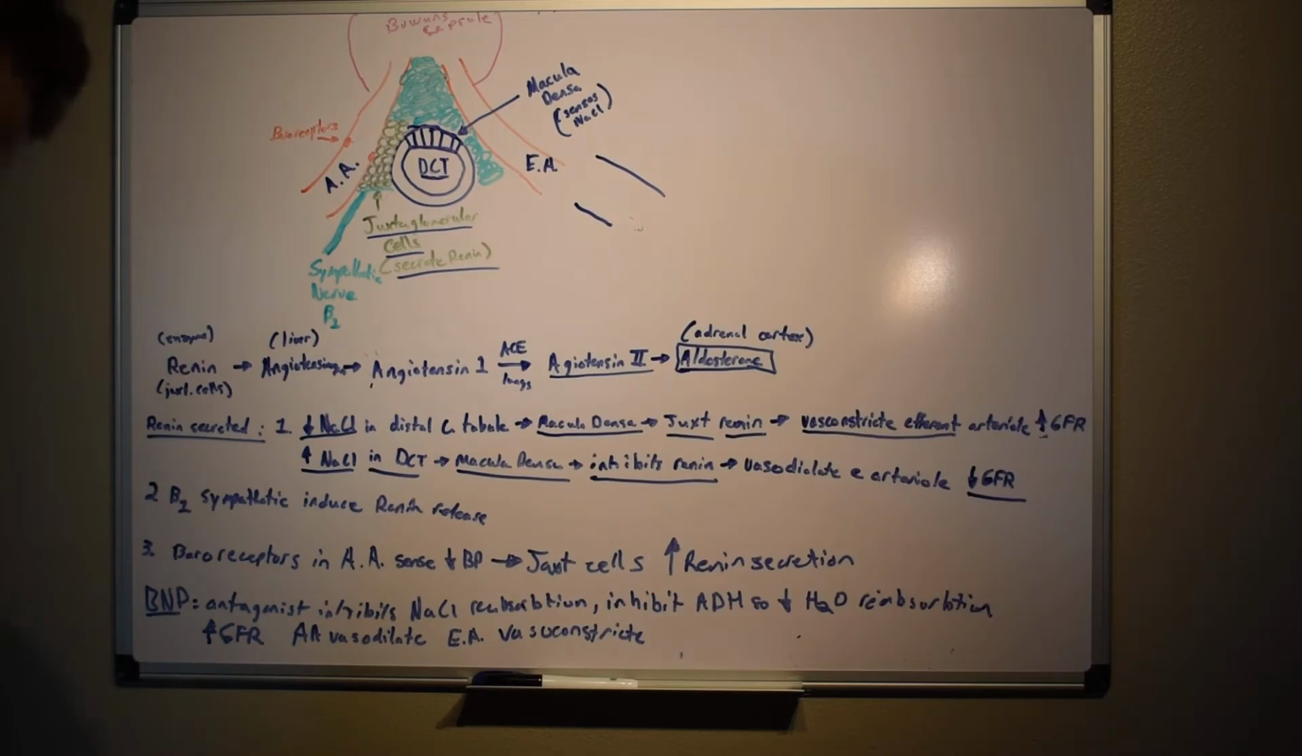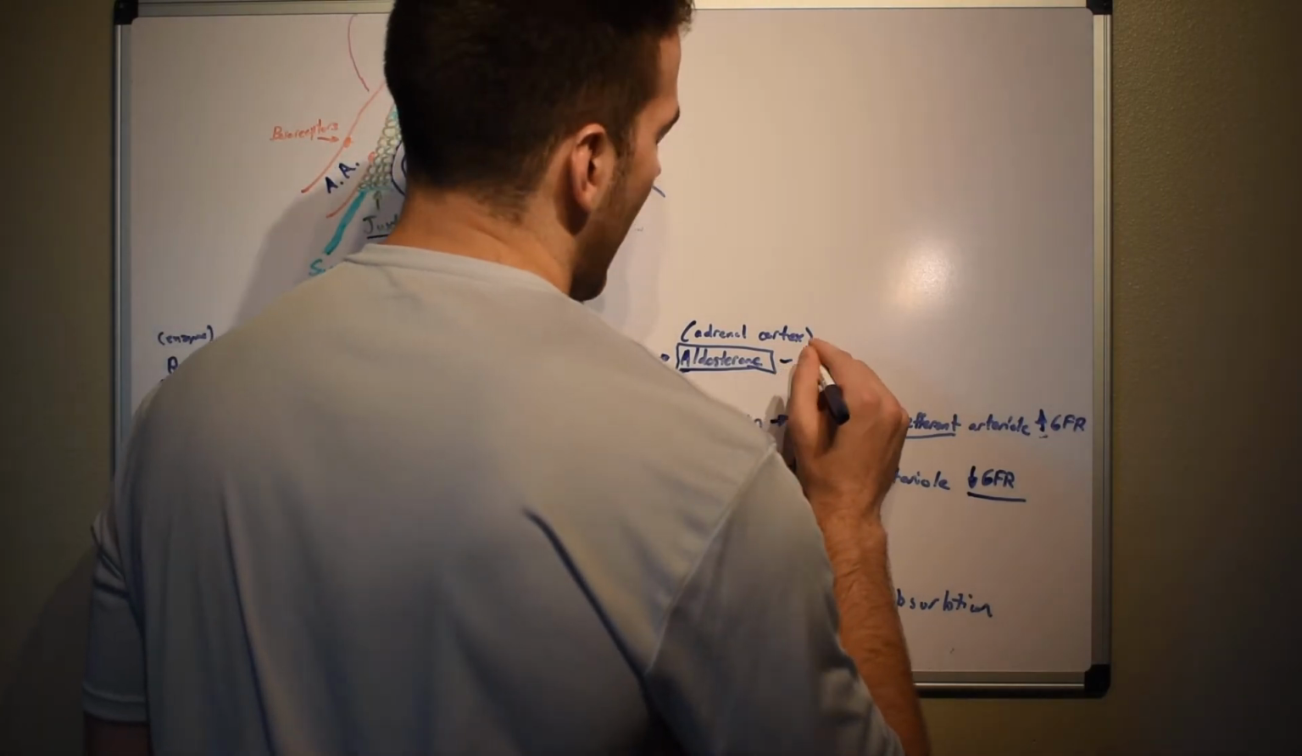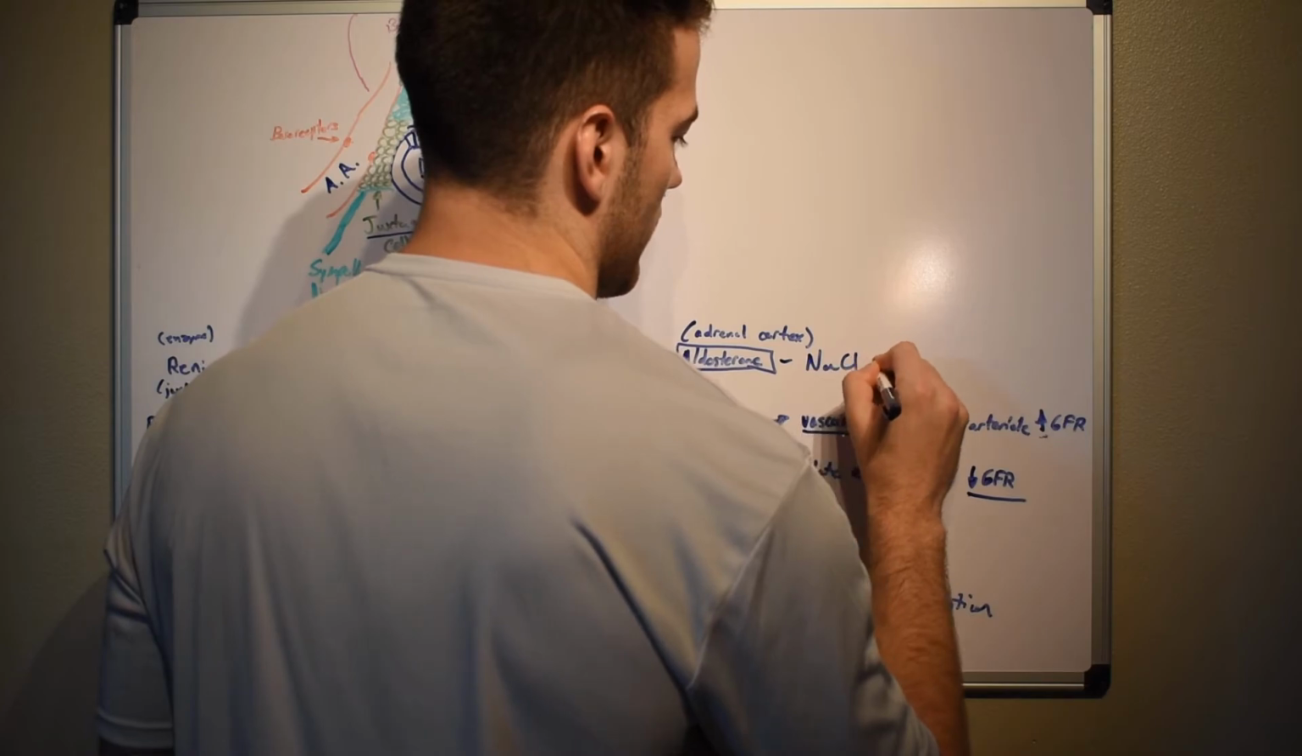Aldosterone is going to act on our distal convoluted tubule and our collecting duct, and we're going to increase our reabsorption of sodium from that. So when I think of aldosterone, I think of salt retention.